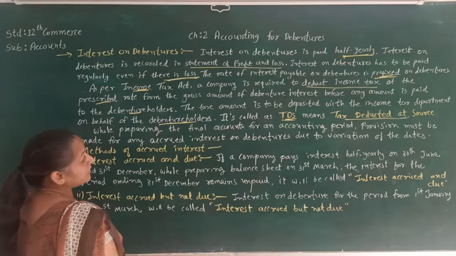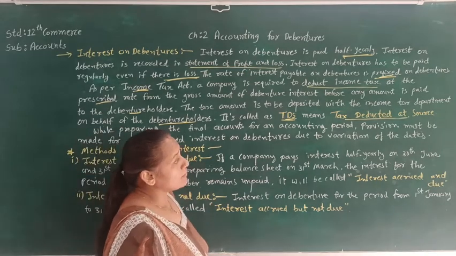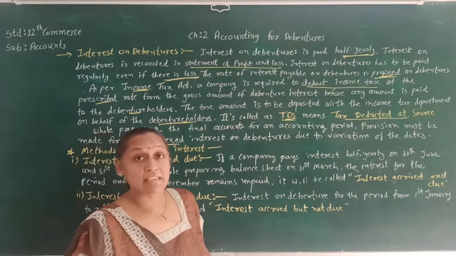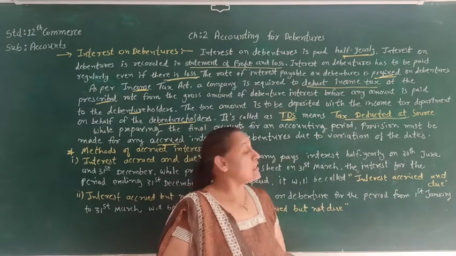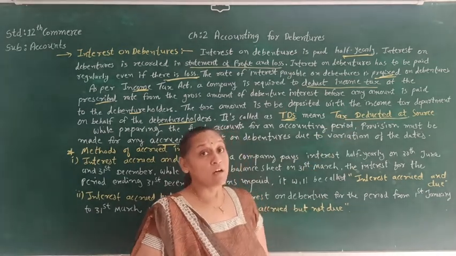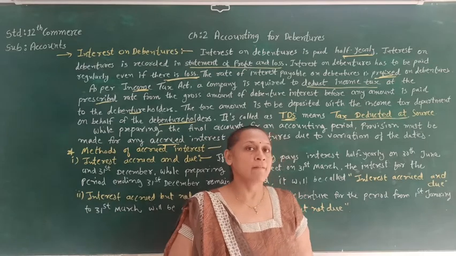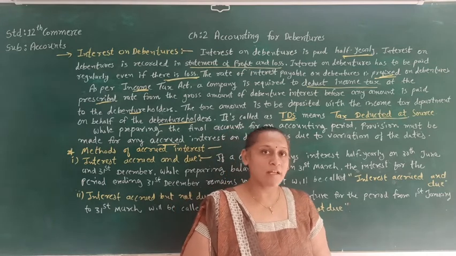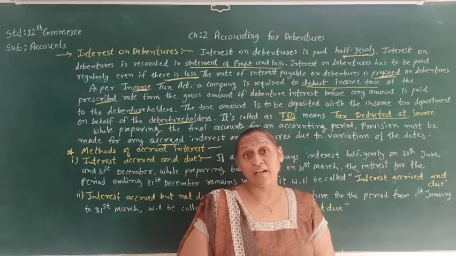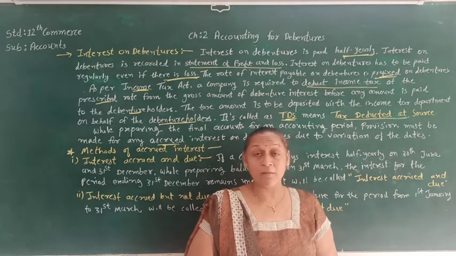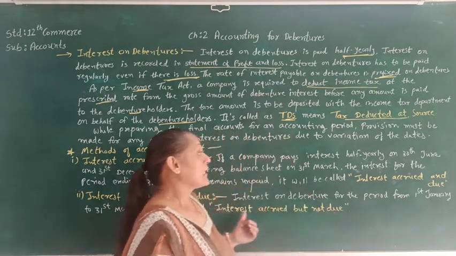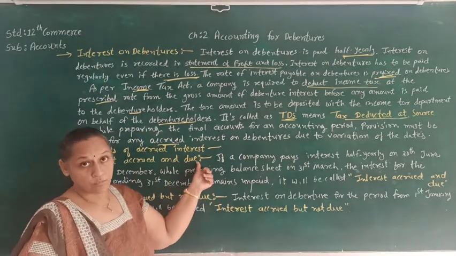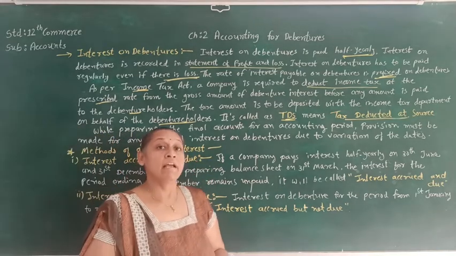While preparing the final accounts for the accounting period, provision must be made for the accrued interest on the debenture. As the interest is paid half yearly, there is a variation between the date of the accounting period and the date of interest paid to the debenture holder. Because of that difference, there is a need to make a provision for the interest on debenture. That will be of two types. The very first is interest accrued and due. That means interest is already accrued and due.